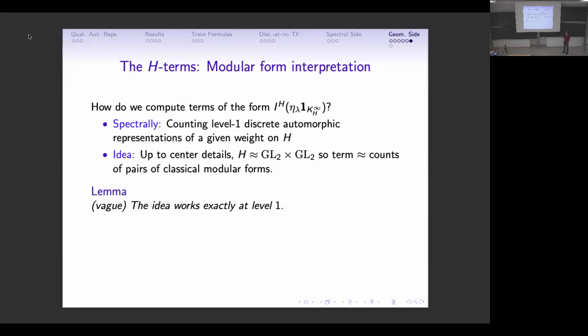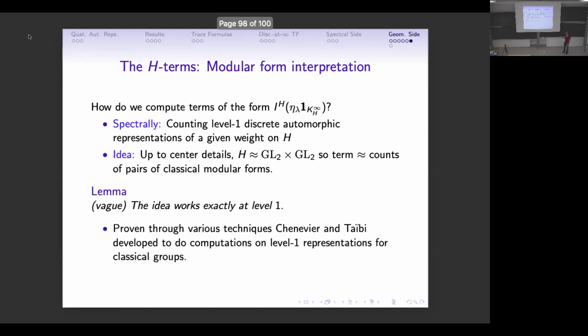And here's a lemma that this approximate idea is exactly true as long as you're looking only at level 1. You can prove this through various techniques of Chenevier, Renard, and Taïbi that apply to level 1. They used it to do things on classical groups, but the techniques are more general. So they give us that the center issue does not matter at level 1. And that finally gives you the IH terms, and then you have the full formula. So that finishes the argument.